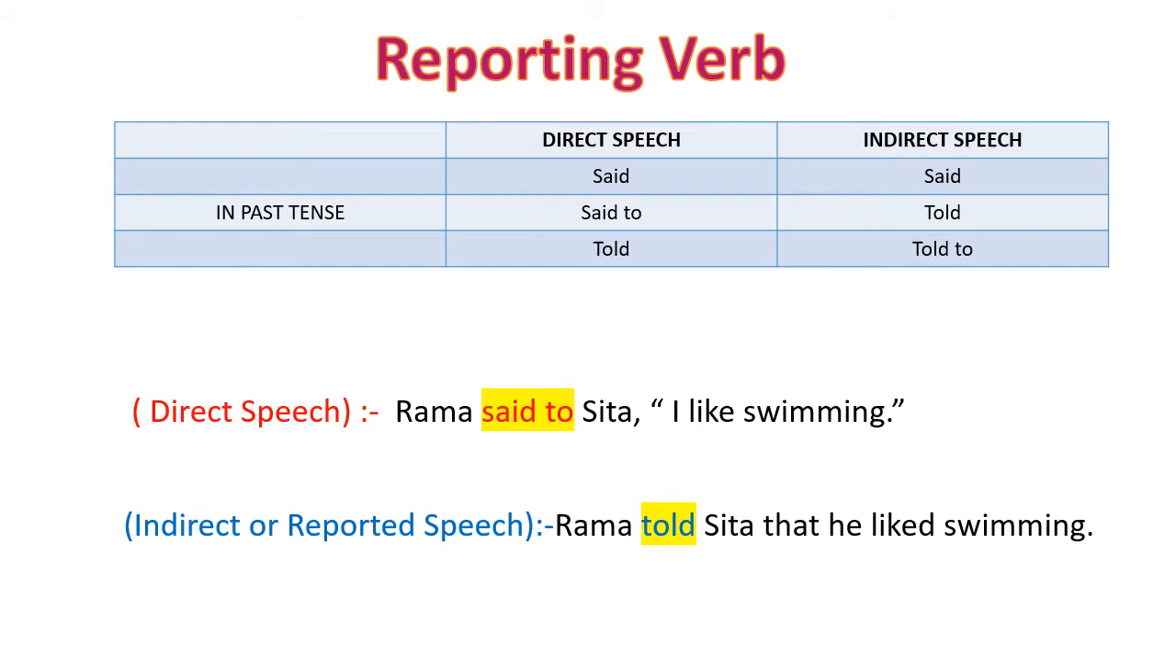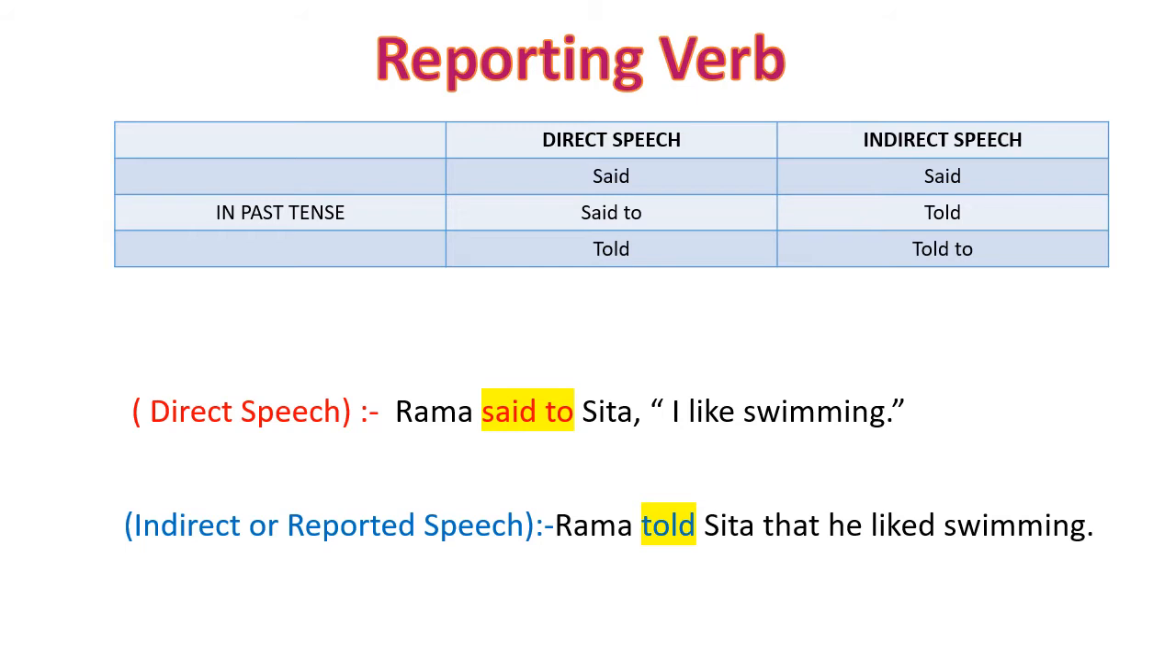Come to the second one. Said to. In indirect speech, it will change to told. Direct speech, said to. In indirect speech, it becomes told. You can observe the same sentence as the example here.